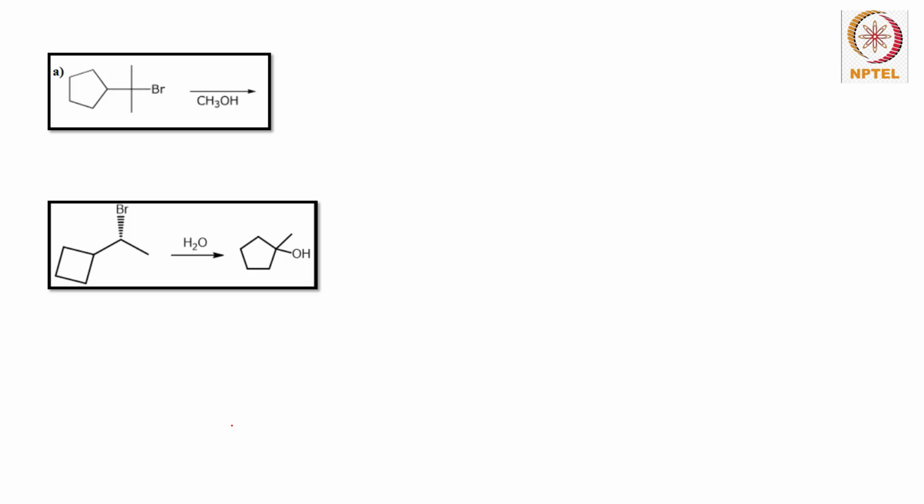Here they have given one compound, one substrate, and added CH3OH. What will happen? You can see we have discussed substitution, and this is a leaving group. So there is a high chance of substitution. So what will be the product?